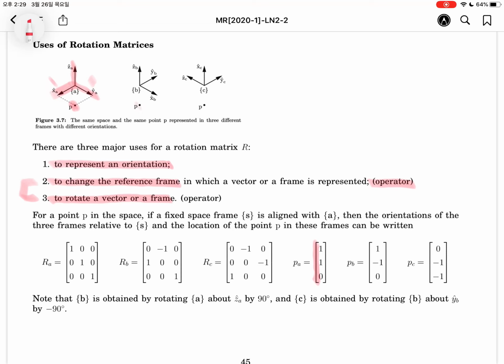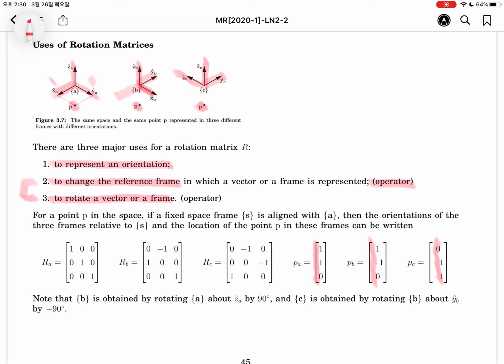Okay, the same point, but the frame is different. X and Y, Z are defined, and we can get the point 1, -1, 0. So we have the PB. And at the same point, the X is defined like this, and the Y and the Z. Then we can get 0, -1, -1.